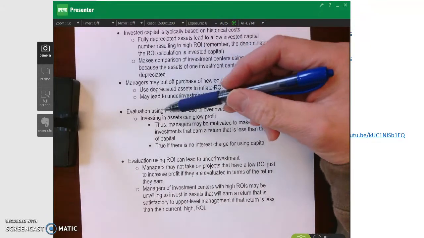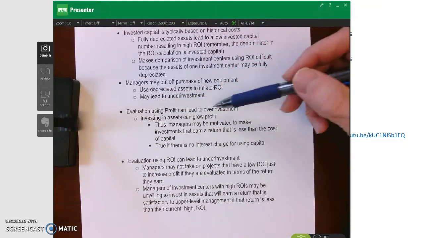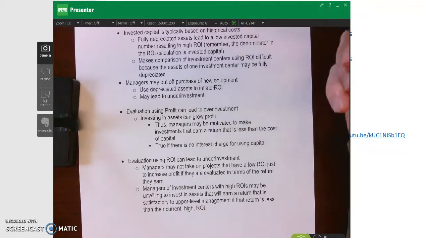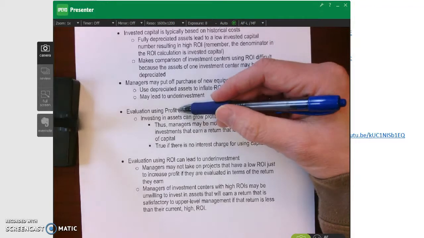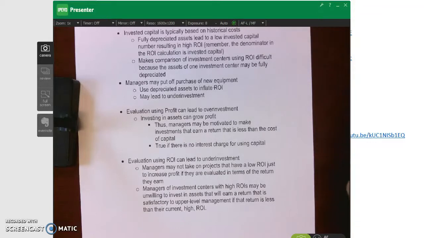If we talk about evaluating managers with profit, and here I'm saying profit, not return on investment, that could lead to overinvestment, which is one of the reasons that you would want to look at ROI. Because if you just hold managers accountable for profit, they can continue to invest in assets. They can continue to get new equipment, which could help them increase their profitability. But we're not measuring how well they are using their assets to generate profit. Okay.